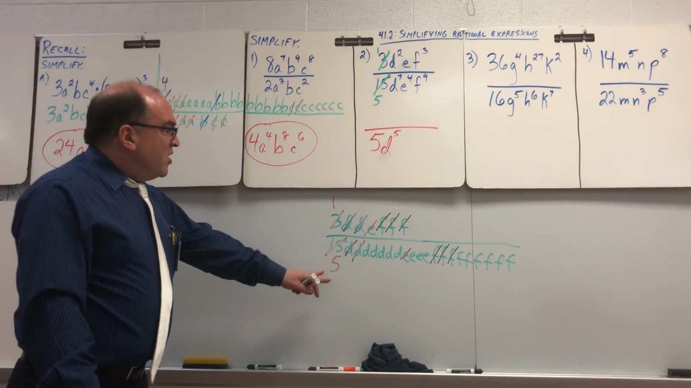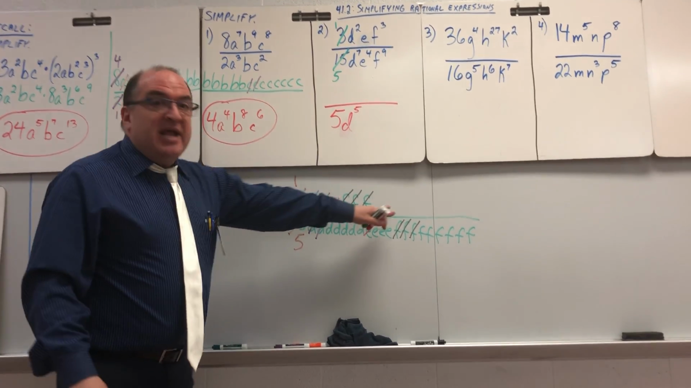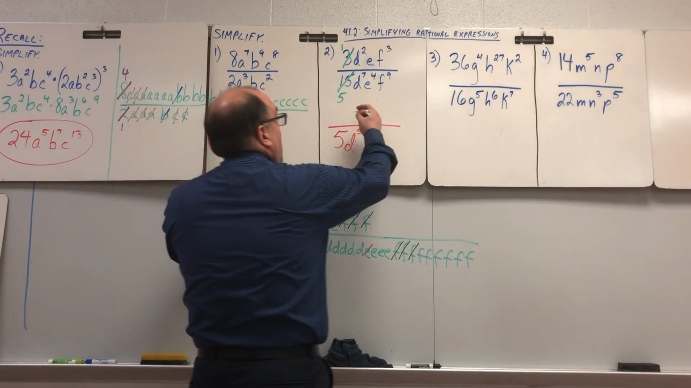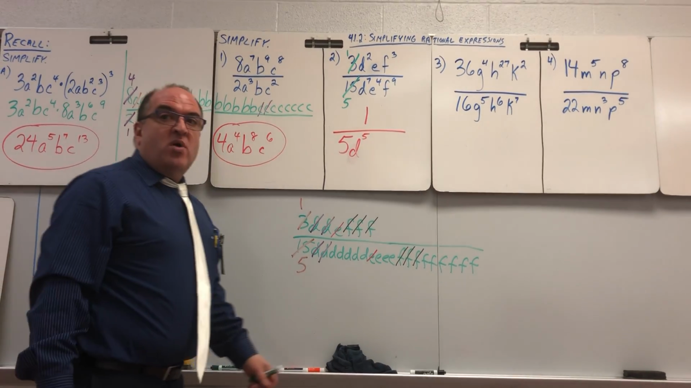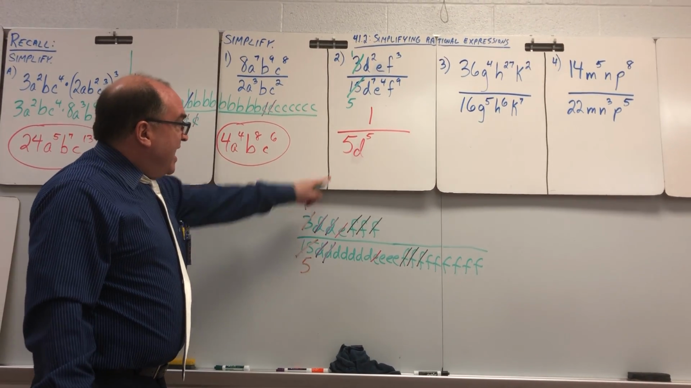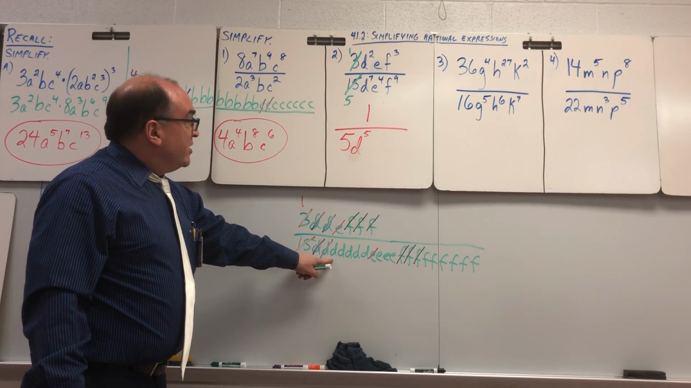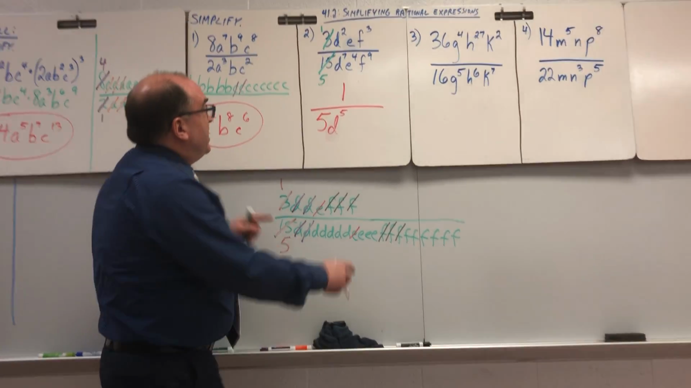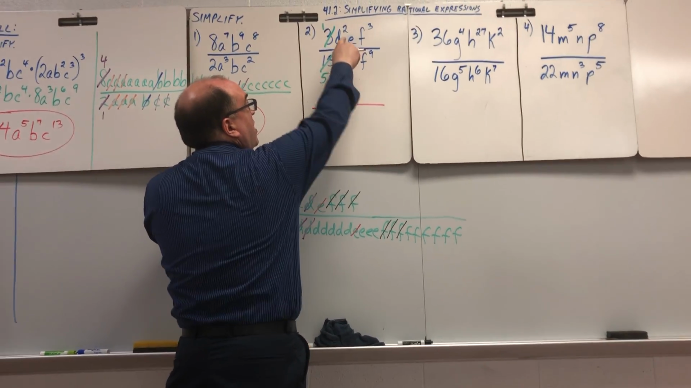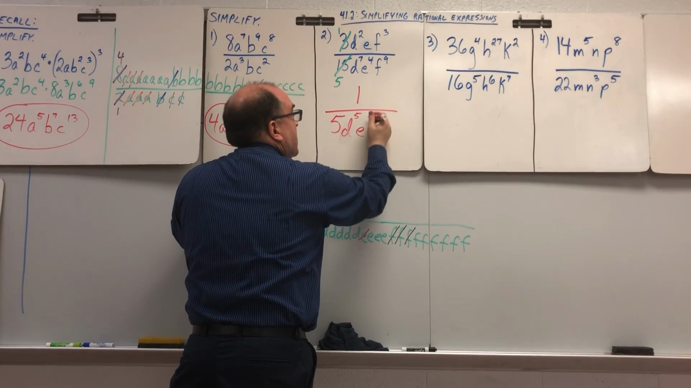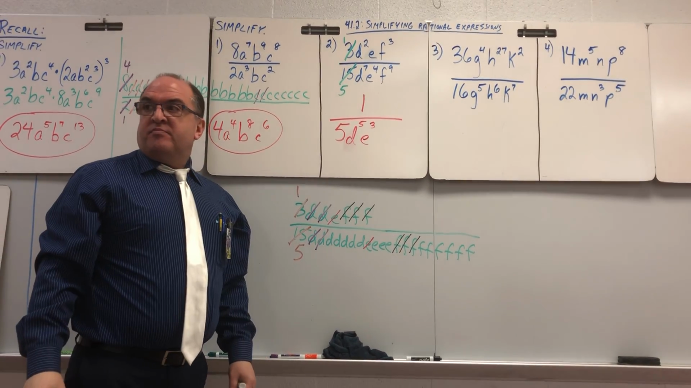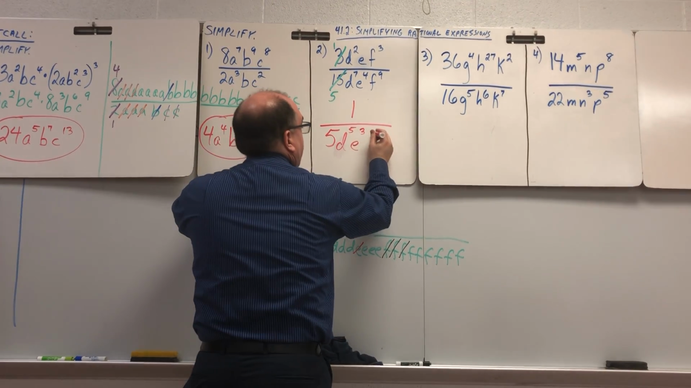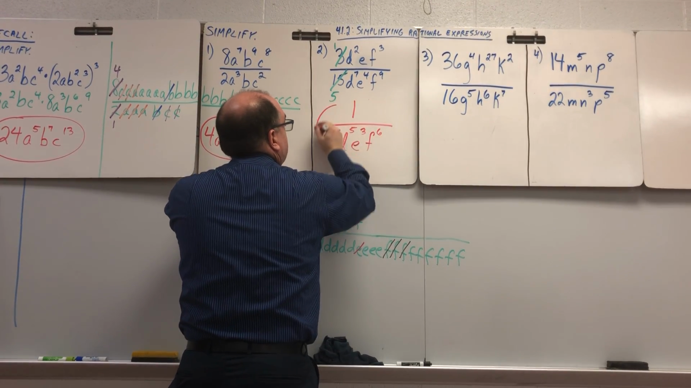Okay? So here's what's happening here. Everything got canceled on top. So what do we leave on top? A 1. We leave a 1 on top. On the bottom is 5. How many D's? There's 1, 2, 3, 4, 5 D's. How many E's are left? You have 4 on the bottom and 1 on top. You're left with 3 on the bottom, right? How many F's are left? 6 on the bottom. F to the 6th.